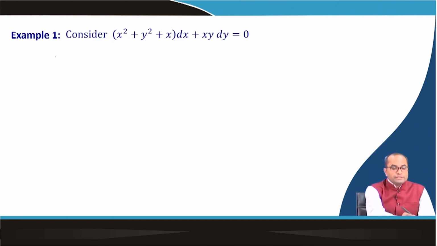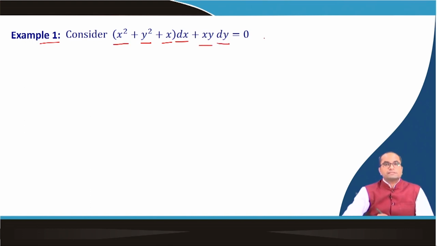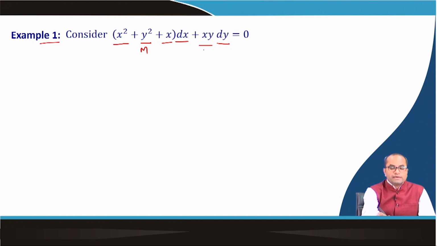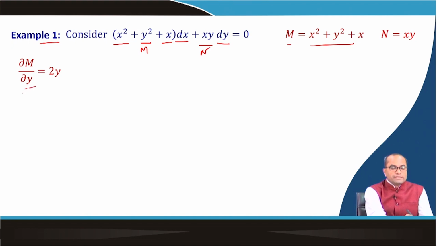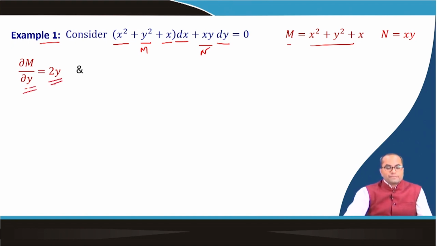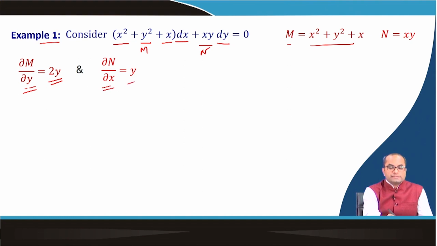Okay. So, here we consider this example: (x² + y² + x) dx + xy dy = 0. We check first the exactness. So, this is M, and here we have this N. So, M is equal to x² + y² + x, and N is xy. So, ∂M/∂y is 2y, whereas ∂N/∂x is simply y. So, naturally these two are not equal.